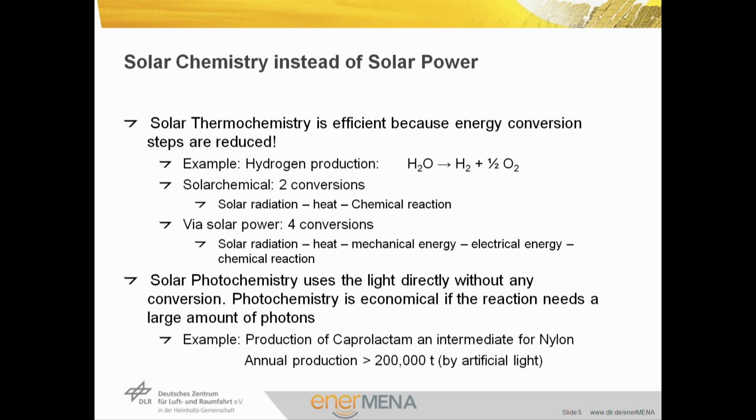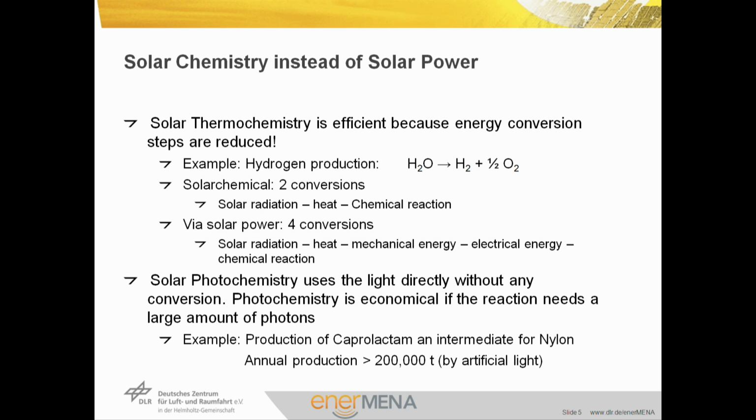So, for example, if you would like to produce hydrogen from water, you have to split the water molecule, and if you use the solar chemical way, you just need two steps: the conversion from solar radiation into heat, and then the conversion from heat into chemical energy. If you would use it via CSP, you would have four conversion steps: from solar radiation to heat, from heat to mechanical energy, from mechanical energy to electrical energy, and then from electrical energy to the chemical reaction. If we use solar photochemistry, we only have one step, the step from light directly into the chemical reaction. So this is especially efficient.